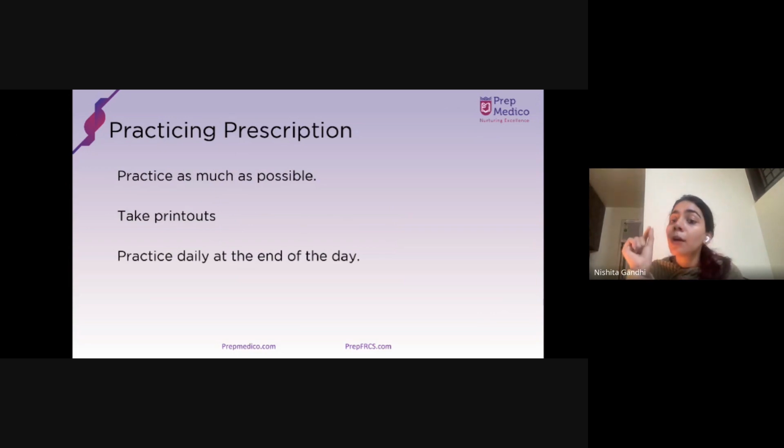And yeah, remember to paste that sticker. Don't forget to paste the sticker.